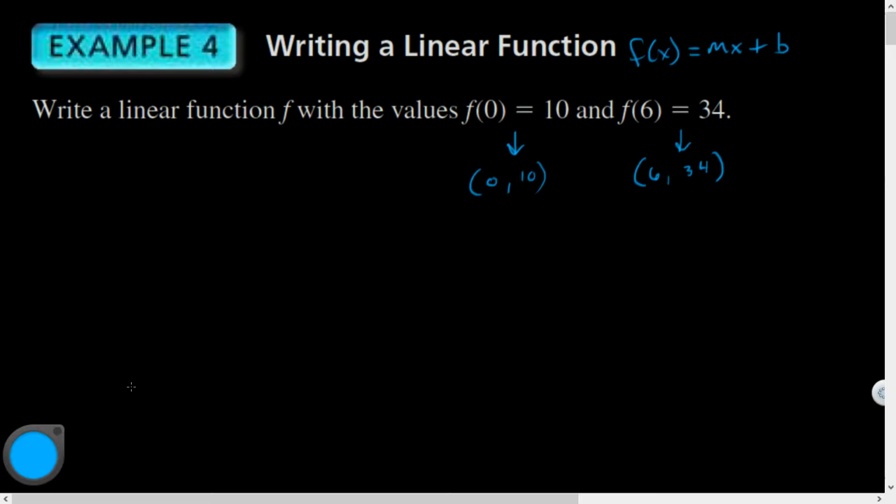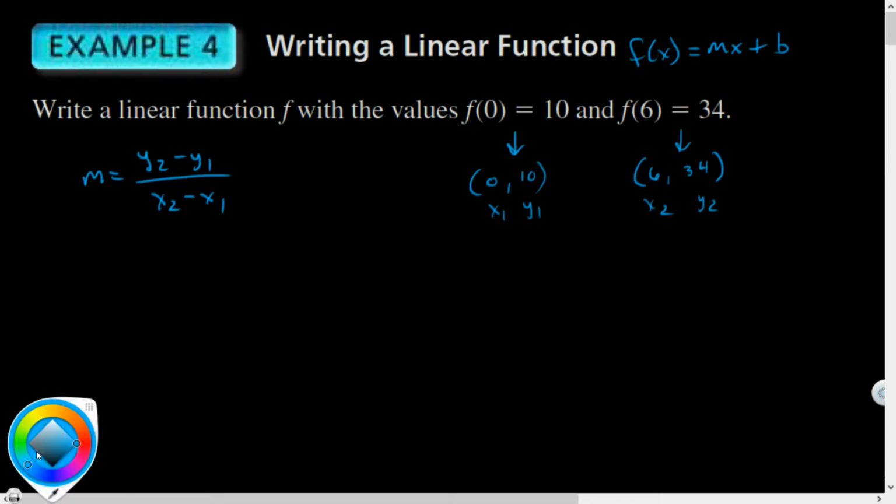So let's find m. We'll label this point x1, y1, and x2, y2. I'm going to use my slope formula, the one you have in your brain box. Remember, m is equal to y2 minus y1 over x2 minus x1. In case this is a weird formula, I want to point out it's the change in y over the change in x. It's the rise over the run, if you will.